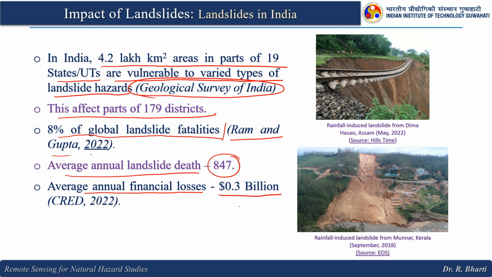So here you can see some examples of landslide, how it is affecting, and these are from India. This is from Dima Hasao, Assam. This is in the northeastern part of India. Then here you have a rainfall induced landslide from Munnar, Kerala, and here an early warning system has been installed, and I will be showing you some of the examples.